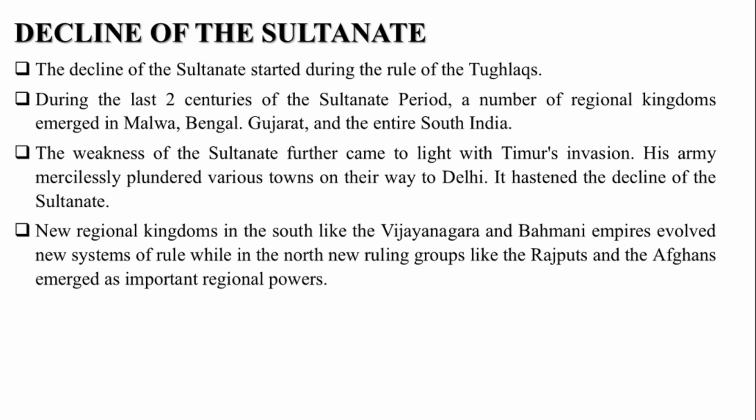Regional kingdoms in the south, like Vijayanagara and the Bahmani empires, evolved new systems of rule, while in the north, new ruling groups like Rajputs and Afghans emerged as important regional powers. So this is regarding the decline of the sultans.